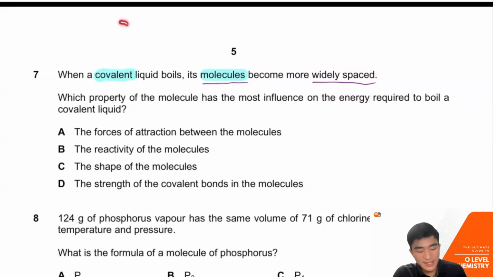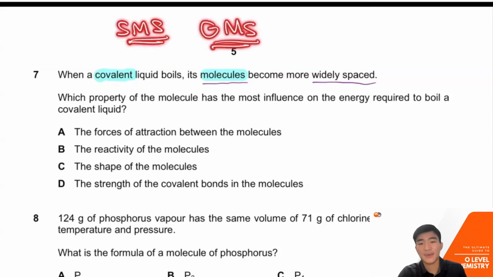If you think it's simple molecular structure, type SMS. If you think it's giant molecular structure, type GMS. Type inside the chat. Okay, somebody says simple. Somebody says GMS, giant molecular. Somebody says simple. Anyone have any other idea?